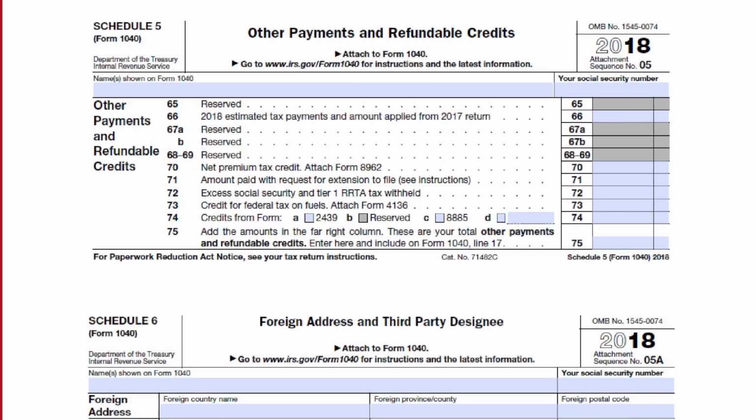Moving down on this page, we've got, put a box around Schedule 5 to Form 1040, which includes other payments and refundable credits. And as I've already told you, refundable credits treat like payments. On this page, you also have, put a box around Schedule 6. And that's to disclose any foreign address and third-party designees for the taxpayer.